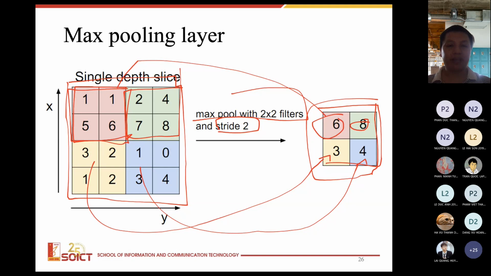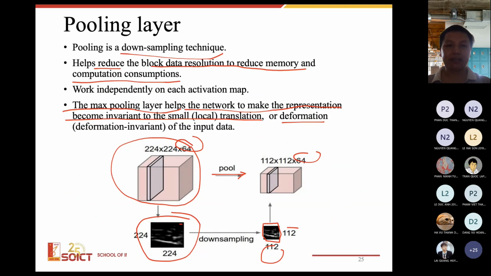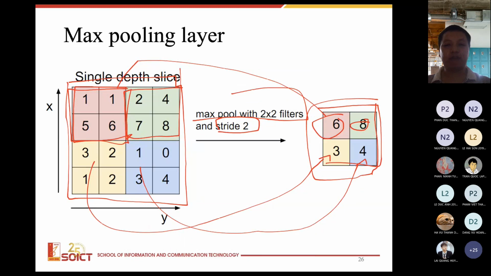Okay, you might also have the average pooling layer. Actually, you average the input and write the number here, and average the input and write the number here.